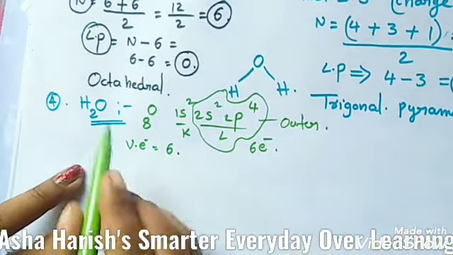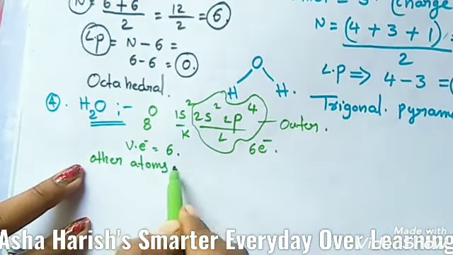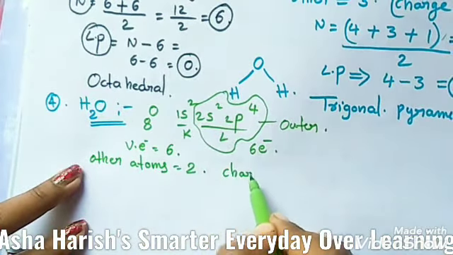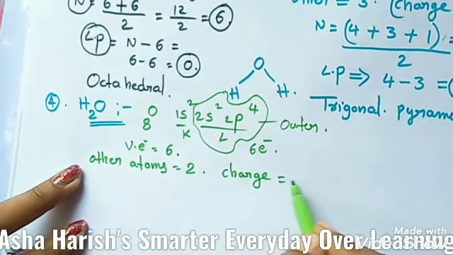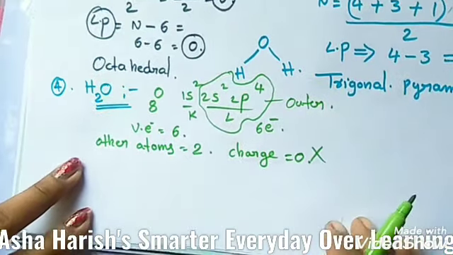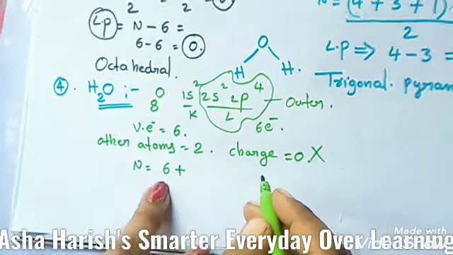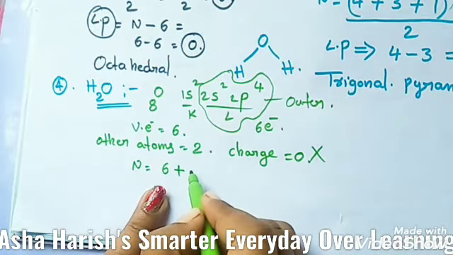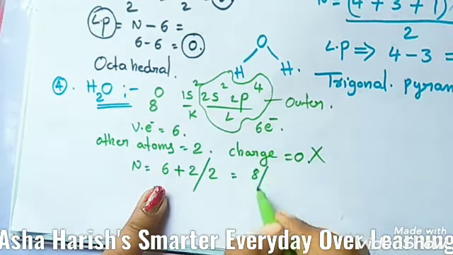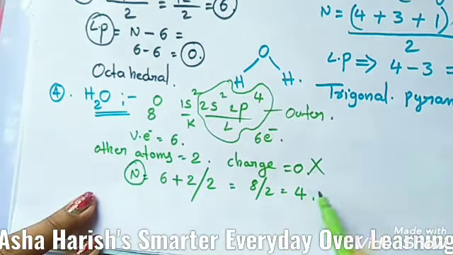Now you need to identify the other atoms if there is any presence of other atoms. Here hydrogen is presented, so 2. Coming to charge, there is no ion, so charge is 0. We can ignore this. Now calculation of n value. n is equal to 6 plus 2 by 2, valency electrons plus other atoms, 6 plus 2, 8 by 2 is equal to 4. Now students, n value 4.